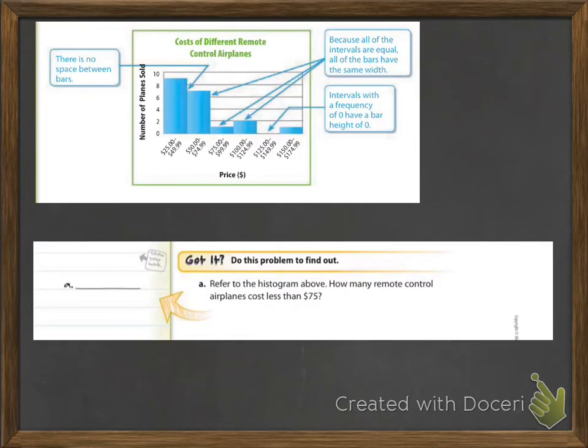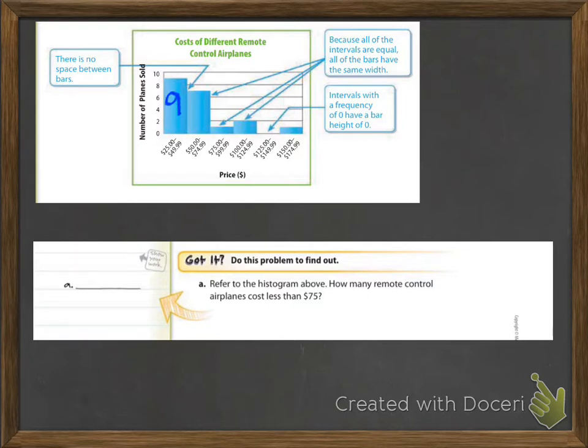Okay, now it's your turn. So what you're going to do here is you're going to refer to the same histogram that we've been looking at, and you're going to tell how many remote control airplanes cost less than $75. Pretty basic. Now, our keyword is less than $75. So go ahead and take a moment to do that. Pause if you need to.